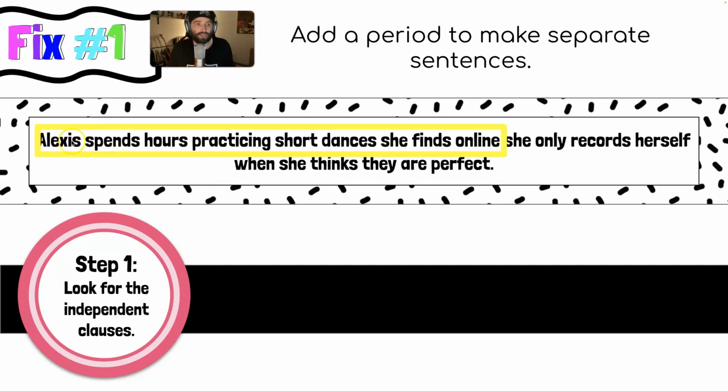Alexis is doing one thing. She is spending hours practicing short dances she finds online. Then Alexis over here, the she, the pronoun right here, only records herself when she thinks they are perfect. It's the same person, but she's doing two separate actions. Therefore, we have a subject and a verb, subject and a predicate here, subject and a verb, subject and a predicate here.